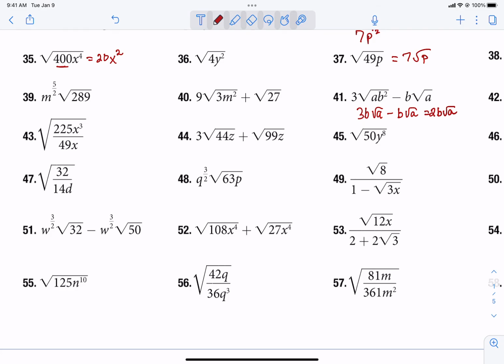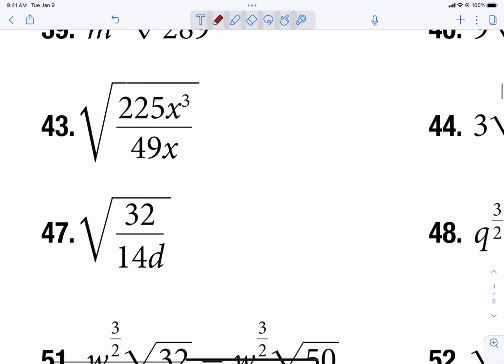Let's do 43. So I always try to kind of reduce a fraction if possible. This x cubed and x can reduce because remember the rules of powers we discussed when we worked on 1.2. If the bases are alike and we're dividing, we subtract the exponents. So our exponents are 3 and 1. 3 minus 1 is 2. And so that is really the square root of 225x squared over 49.